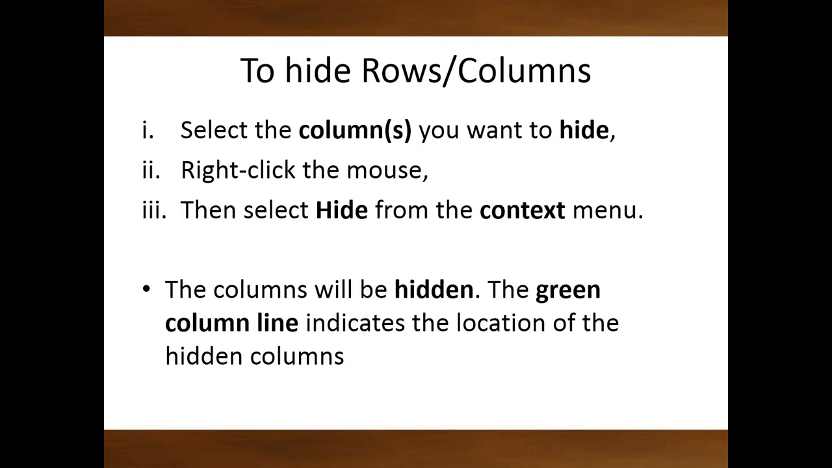1. Select the columns you want to hide. 2. Right-click the mouse. 3. Select Hide from the context menu. Once you select Hide, the columns will be hidden. And then you see a green column line indicating the location of what you have hidden. That is the columns that you have hidden.